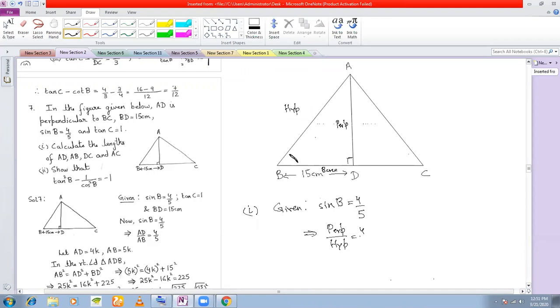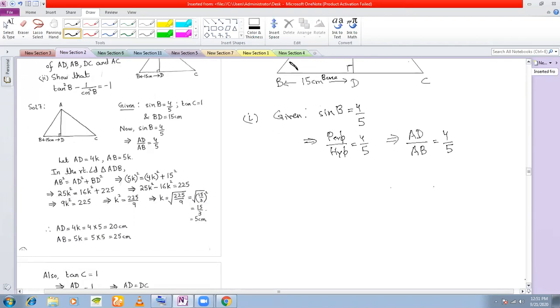Must be equal to 4 by 5. And what is the perpendicular in this case when we are considering this right angle triangle? My perpendicular here is AD, as I have marked in the diagram, and hypotenuse is AB. So the ratio of AD and AB is 4 is to 5. Okay, so if this ratio is 4 is to 5, we can say, this is a very, very important technique, let AD is equal to 4K and AB is equal to 5K.